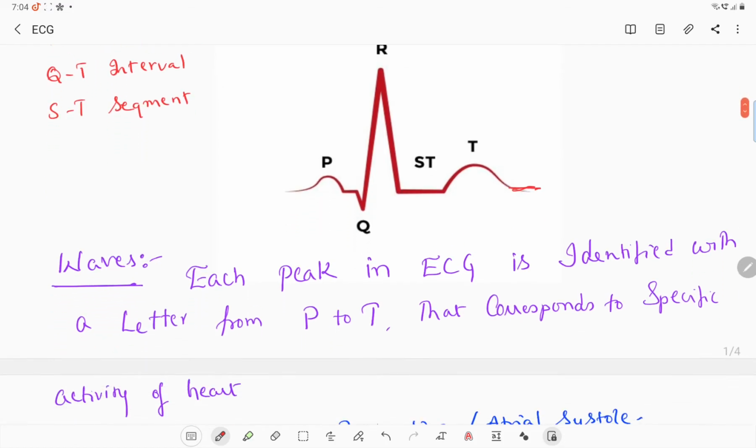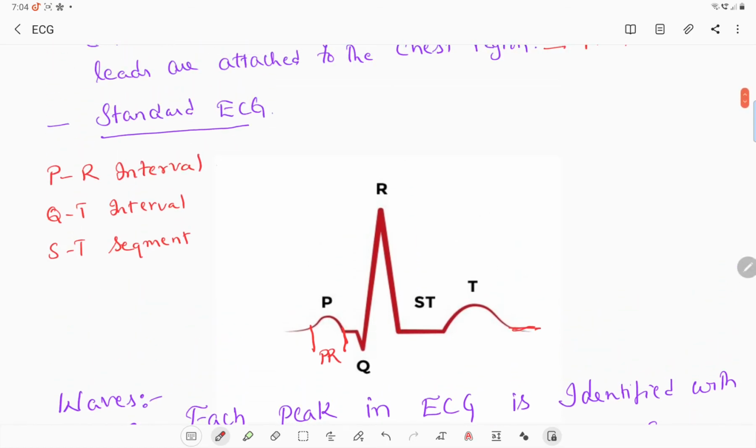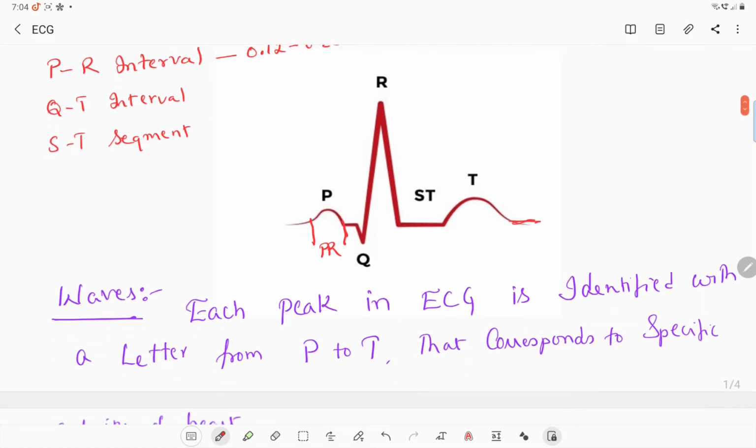Where is the PR interval present? PR interval is from here to here. The PR interval is present between the beginning of the P wave to the beginning of the Q wave. So PR interval is also called PQ interval. The time taken for PR interval is 0.12 to 0.2 seconds.